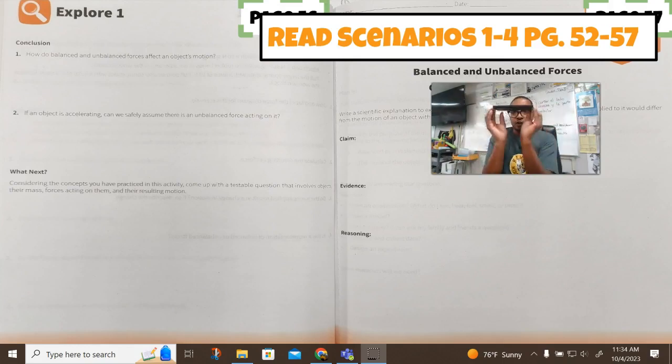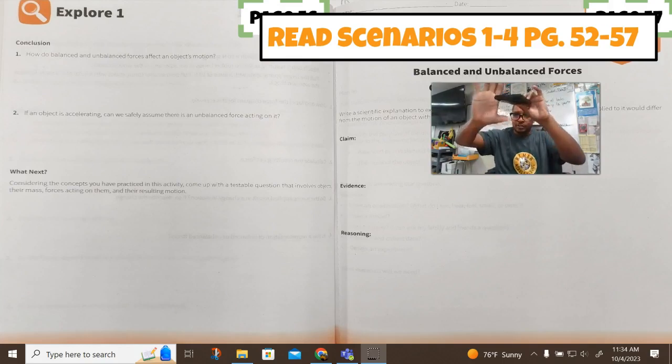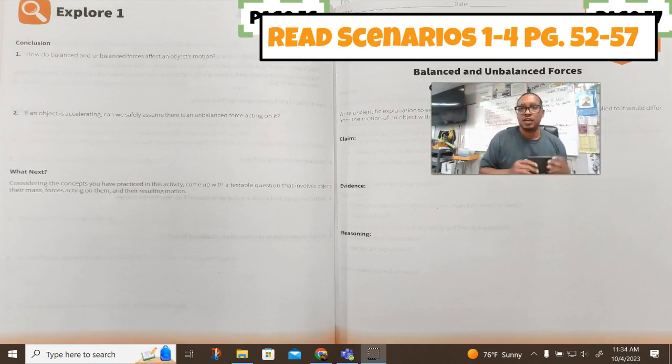Does that make sense? So if it's at rest and the forces become unbalanced, now there's a change in the object's motion. If it's in motion and the forces become unbalanced, then there will be a change in its motion. Okay? So just remember those two things. If it's balanced, it will remain in its current state of motion. If it is unbalanced, then there will be a change in its state of motion. So that is what we talked about there, number one.